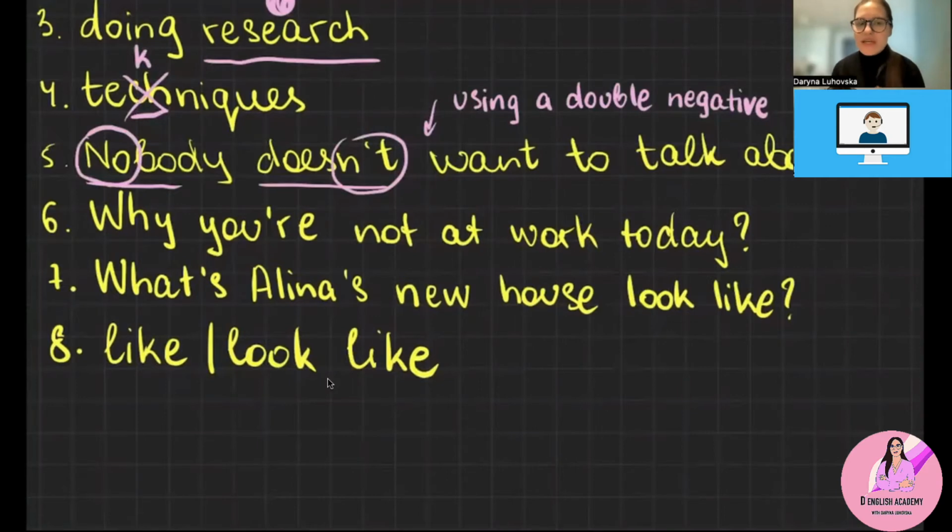So nobody wants to talk about it. Exactly. You don't want to use that again. You are adding "doesn't" to sentences to make them negative. In this case, the sentence is already negative. So nobody wants to talk about it.